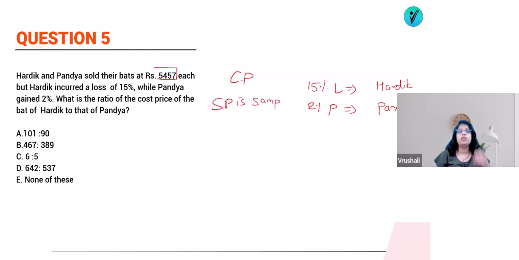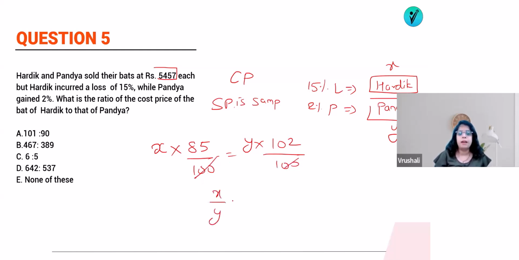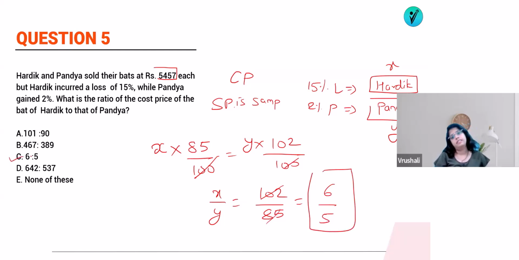So SP is equal to what? CP into that profit, right? So suppose the CP of Hardik is X and CP of Pandya is Y. So what can we say? This X into, on this CP, 15% loss means 85% of CP on which he has sold. Similarly, SP for the second one is the same, on which he got 2% profit. So 100 will get cancelled. X by Y will be equal to 102 by 85. 17 6s are 102, 17 5s are 85. So the answer will be option number C, that is 6:5.